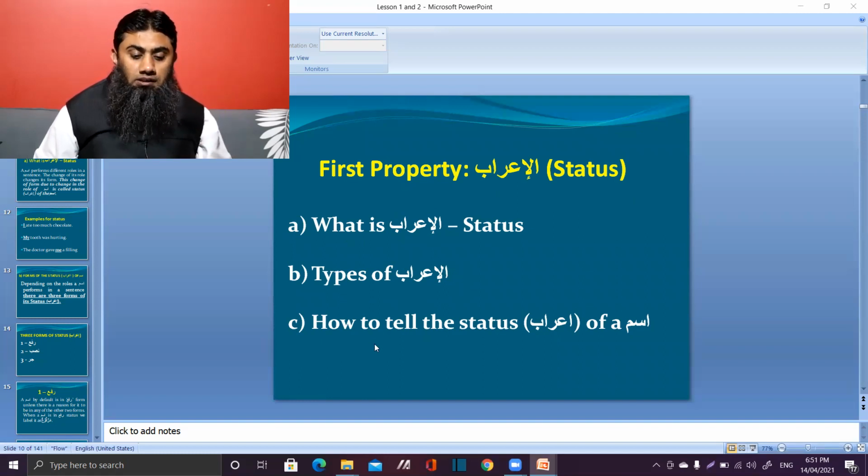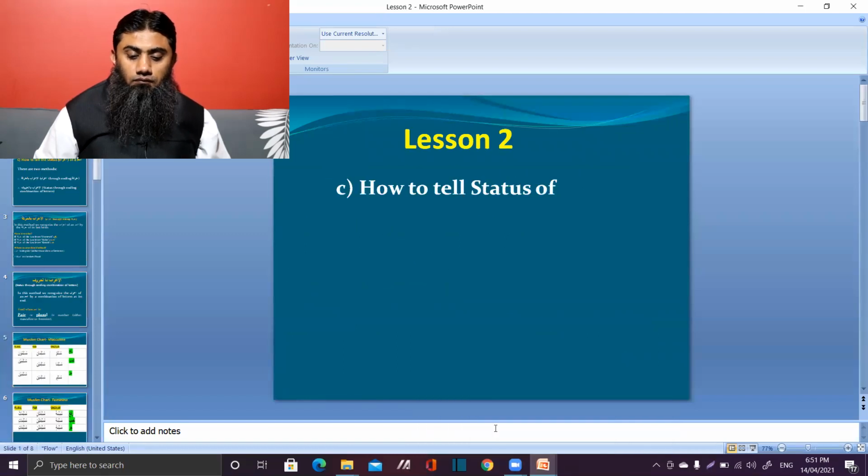Today, inshallah, our topic is how to tell the i'rab of ism in Arabic language. So point C is inshallah our topic for today's lesson. Let's inshallah begin.